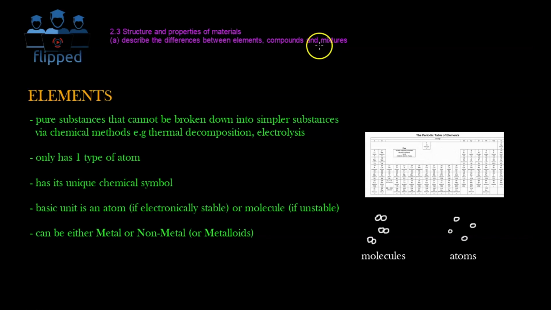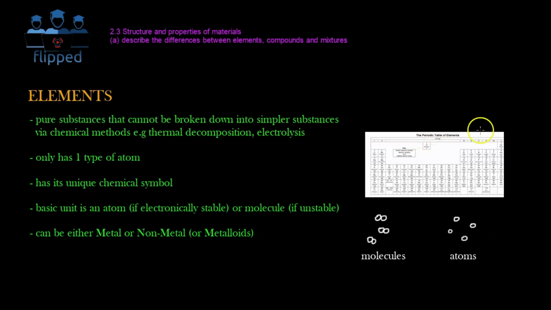Okay, first off, we start off with elements, which are pure substances that cannot be broken down into simpler substances via chemical methods. For example, decomposition and electrolysis cannot break down elements. Elements only have one type of atom and each has its own unique chemical symbol.